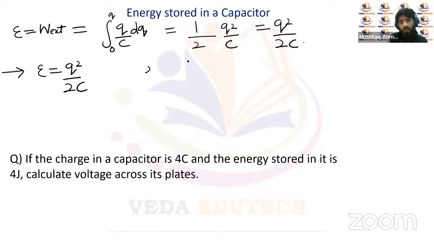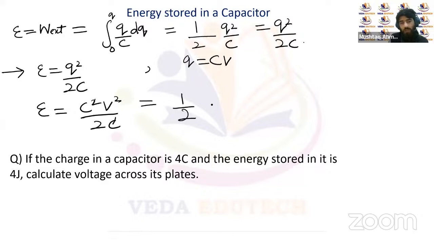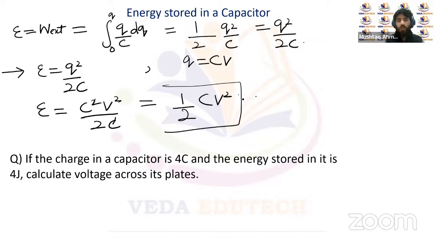Or we can rewrite it, like, we have Q is equal to CV, right? We can substitute the value of Q in this equation. So it will be C square V square upon 2C, or it will be equal to half CV square, right? So half CV square will be the energy stored in this capacitor. For any capacitor, if C is the capacitance and V is the potential difference between the plates of a capacitor, then the energy stored in that capacitor will be equal to half CV square.